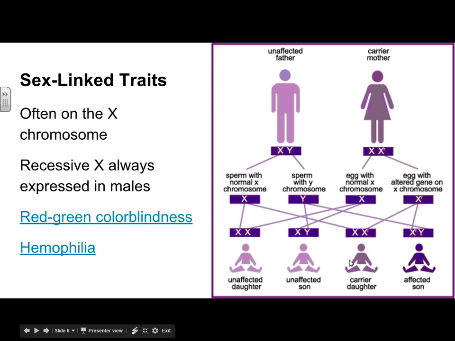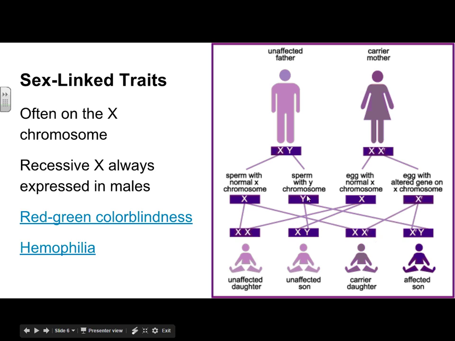So what are their options? You could have this sperm from dad and this egg from mom. You have an unaffected daughter, has both color normal traits. You could have this X sperm from dad going with this X egg from mom. You have a daughter that has normal color vision but carries that color blindness trait.